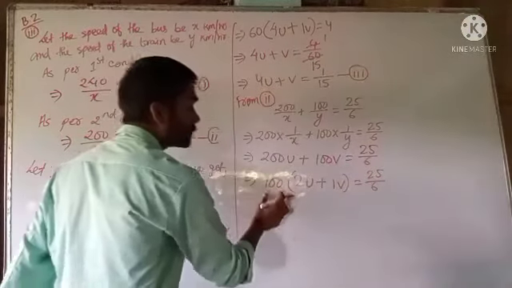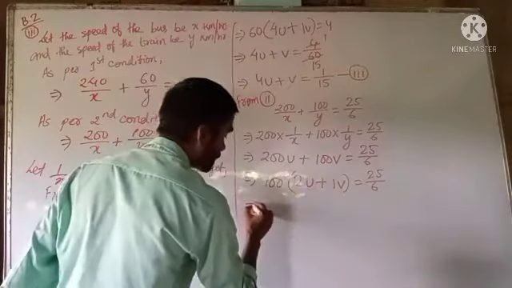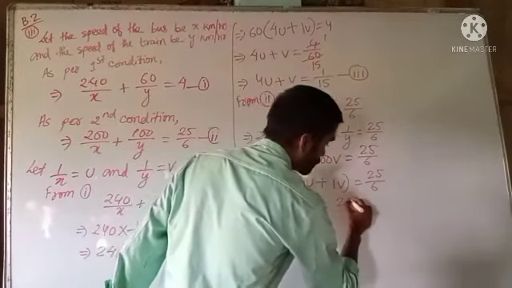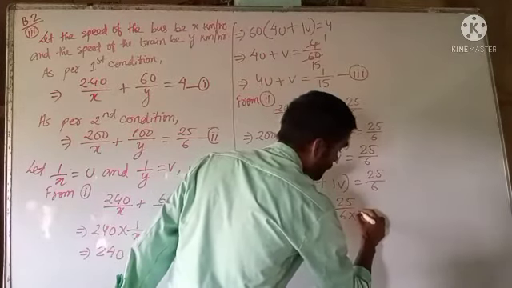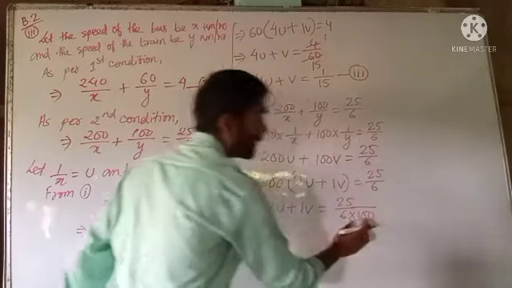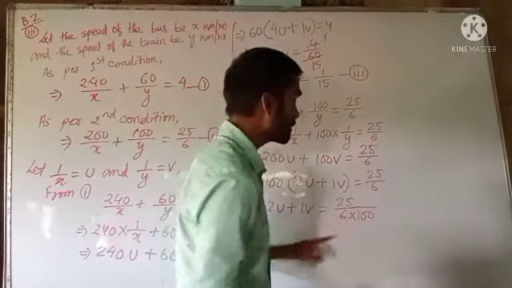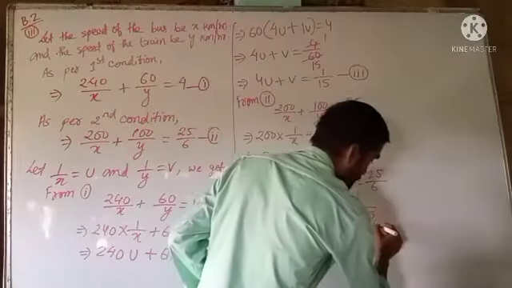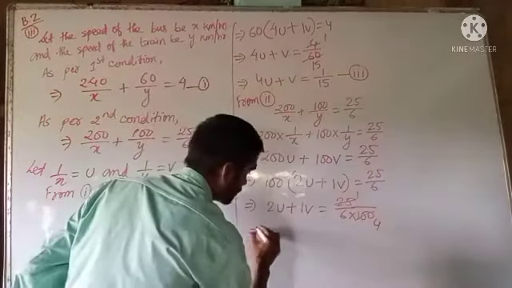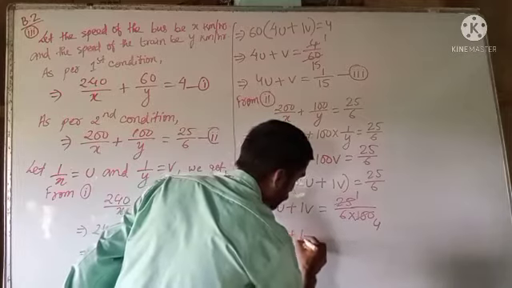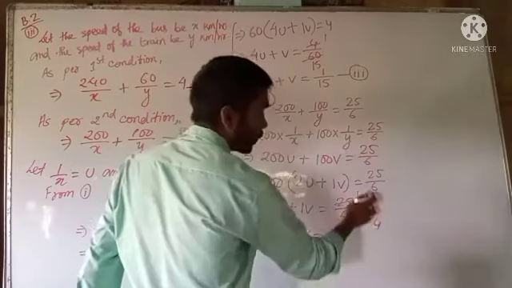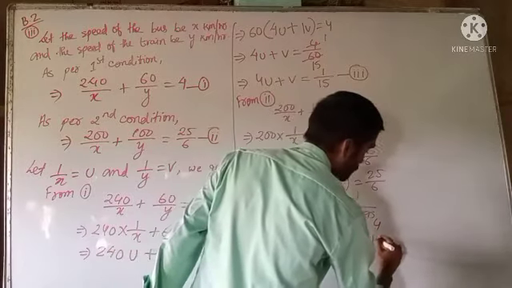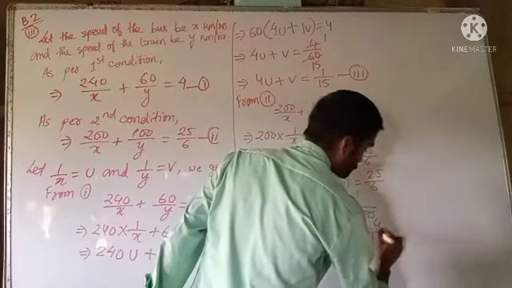Now when we are transferring 100 to the other side, it will change into divide. So 2u plus v is equal to 25 by 6 into 1 by 100. Now 25 and 100 we can cancel: 25 one time is 25, 25 four times is 100. So we get 2u plus v is equal to 1 by 6 into 4, that is 1 by 24. That is our fourth equation.